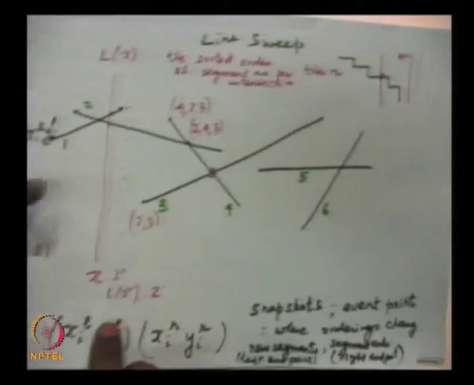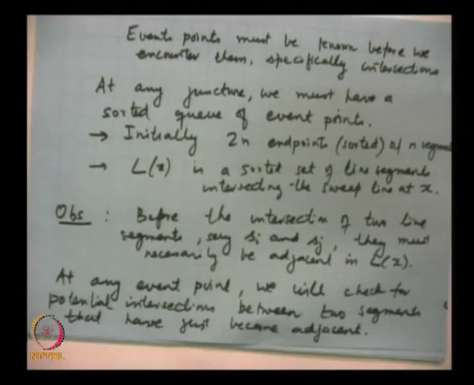We observed that there are three kinds of event points. One is when a line segment begins, second when a line segment ends, and when we encounter an intersection point. So, at all these events, the L of x, which is the sorted set of the line segments intersecting the sweep line, undergoes some change. So, our events are exactly those points where the sorted set undergoes a change.